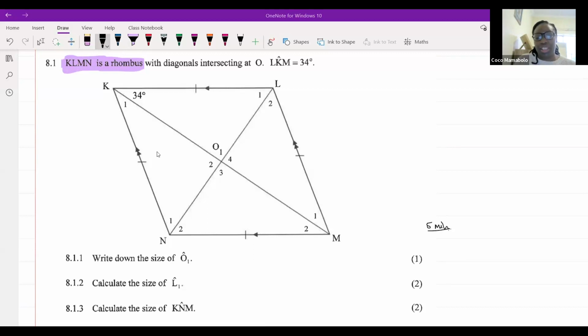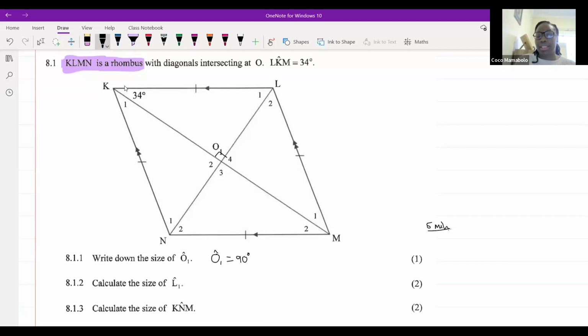Question 8.1.1: write down the size of O. All you needed to say was that O1 is equal to 90 degrees. That is one of the properties of a rhombus: the diagonals bisect at 90 degrees. If you didn't know that, you were not going to be able to answer any of the other questions. So you need to learn the properties, otherwise you've lost 5 marks already off the bat.